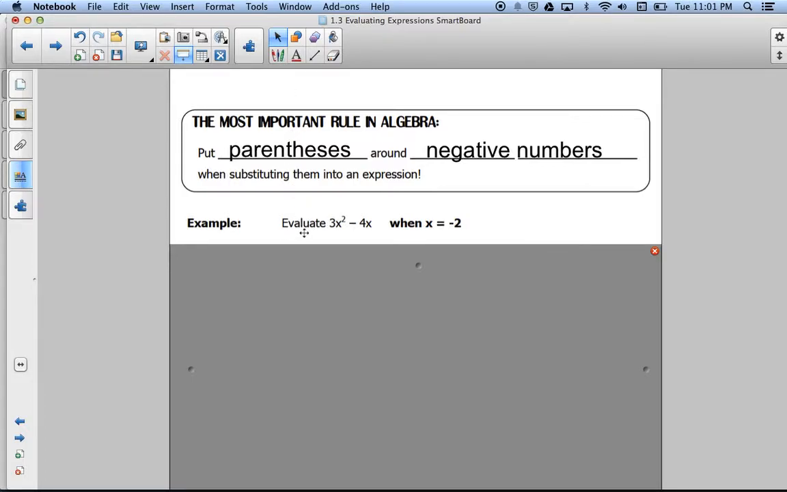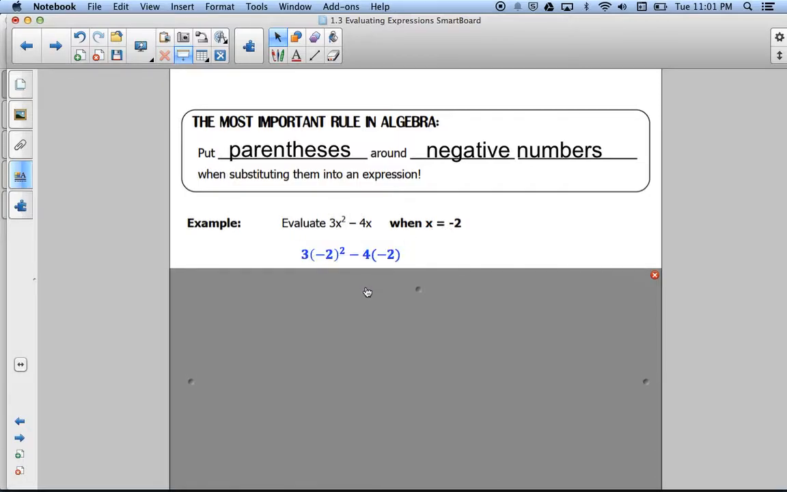We have evaluate 3x squared minus 4x when x equals negative 2. What we'll do is we will again copy the expression from left to right, but whenever we see an x, we'll write parentheses negative 2. So here's what it looks like. 3x squared, I've replaced the x with parentheses negative 2, minus 4x, and I've replaced the x with parentheses negative 2.